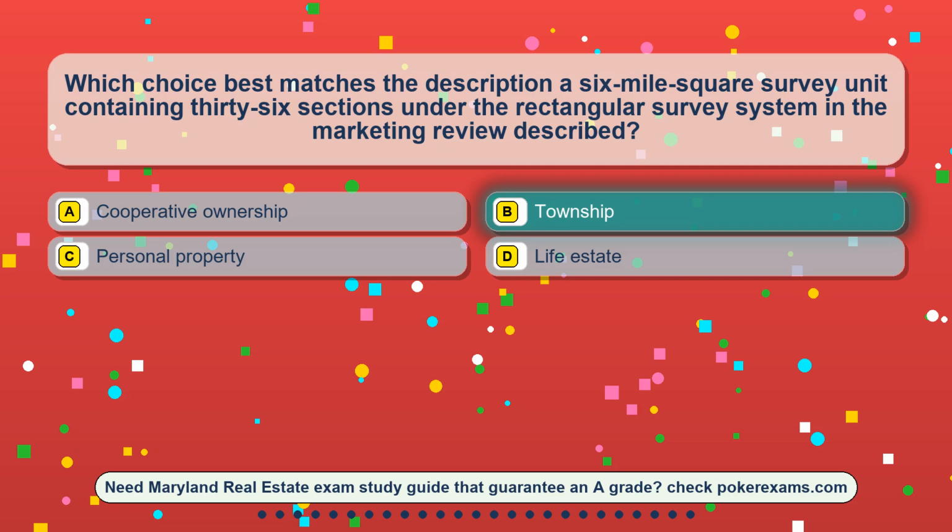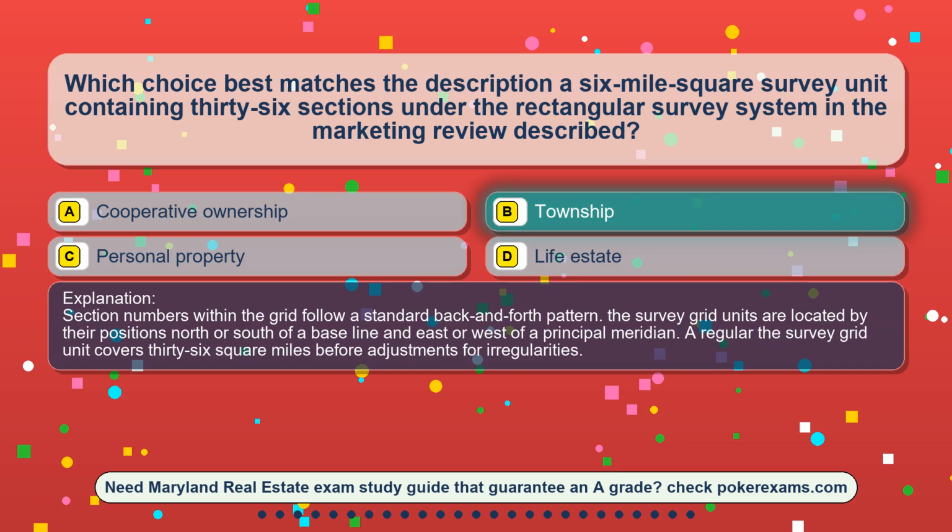The correct answer is option B, township. Section numbers within the grid follow a standard back-and-forth pattern. The survey grid units are located by their positions north or south of a baseline and east or west of a principal meridian. The survey grid unit covers 36 square miles before adjustments for irregularities.